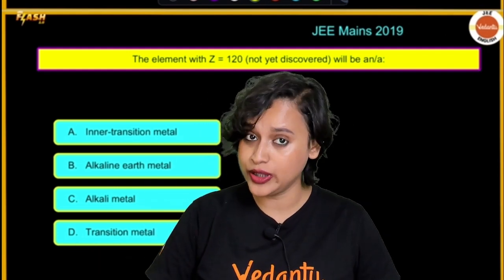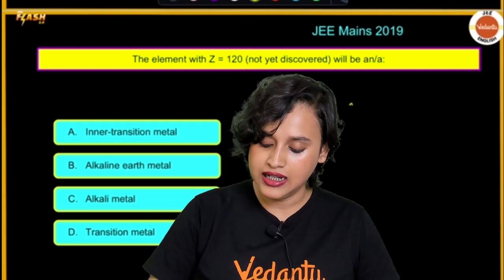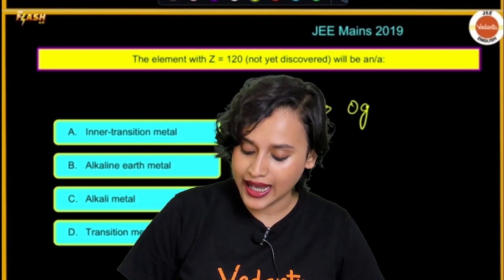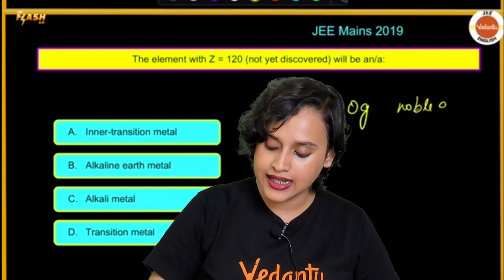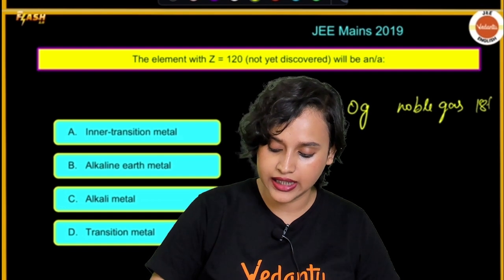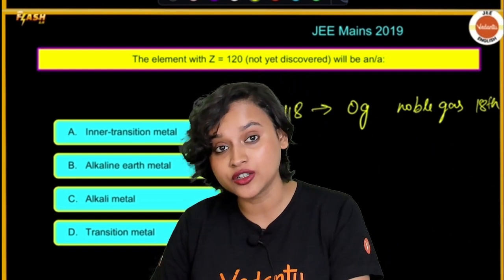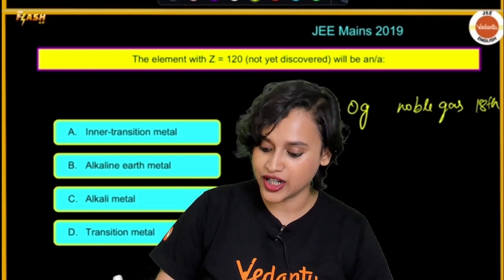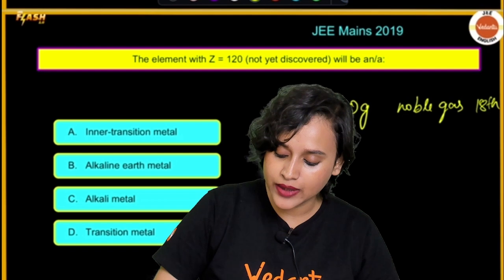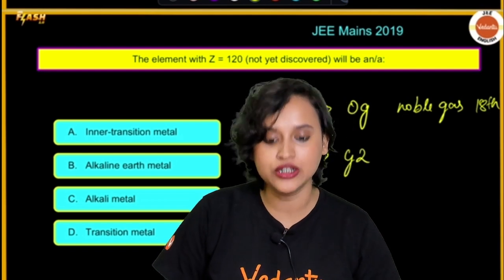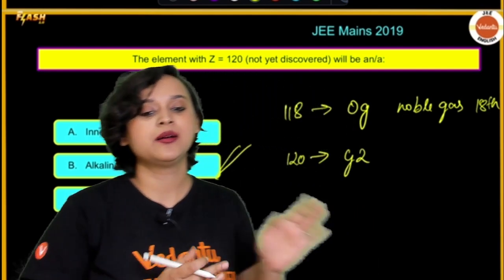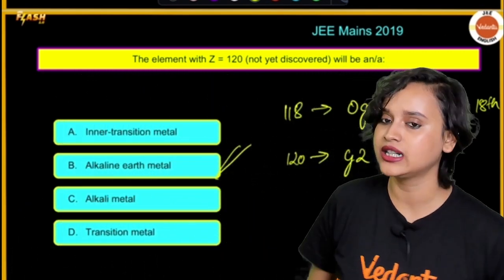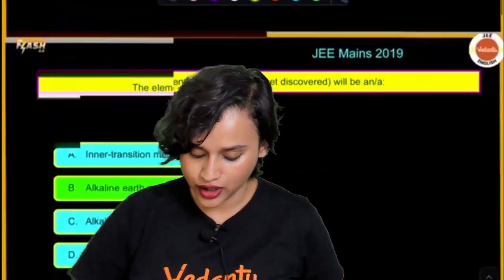Now what do we know? We know that 118 is the last element, that is Oganesson, Og. Og is a noble gas and it belongs to obviously the 18th group. If it is going into the 18th group, that means 119 will be in group 1, 120 will be in group 2, and group 2 is the alkaline earth metal. Yes, alkaline earth metal is the correct answer. Very, very good.